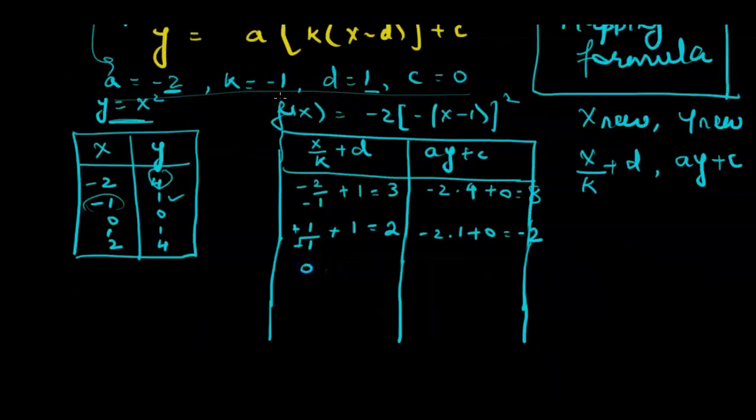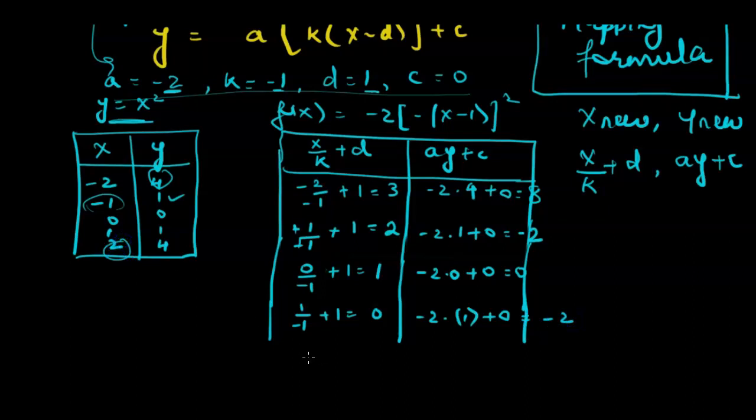Then we pick a 0 divided by k, which is negative 1 plus 1. So 0 divided by anything is 0, plus 1 is 1. Here we have negative 2 times 0 plus 0 is going to give us a 0. Next we have 1 divided by negative 1 plus 1. So 1 divided by negative 1 is negative 1, plus 1 is 0. Here we have y is 1, so negative 2 times 1 plus 0 gives us negative 2. And next we pick 2 divided by negative 1 plus 1, which gives us negative 2 plus 1, which is negative 1. And we get negative 2 times y value 4 plus 0, which is negative 8.